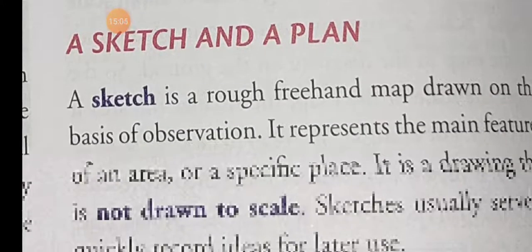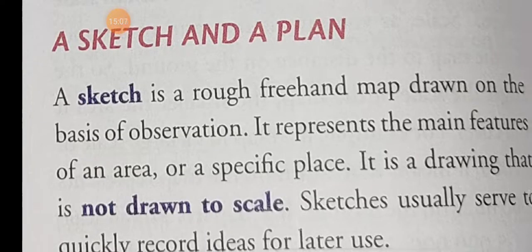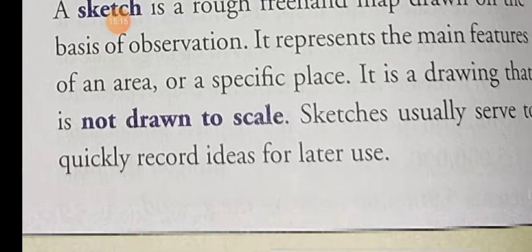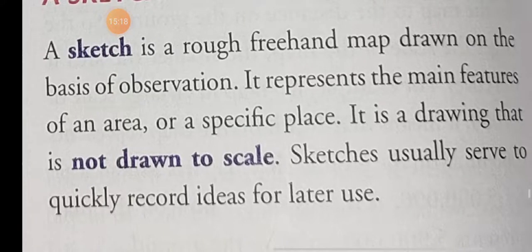Next, sketch and plan. A sketch is a rough freehand map drawn on the basis of observation. जैसे हम देखते हैं वैसे जैसे हम ड्रॉ करते जाते हैं वो स्केच कहलाता है. And it represents the main features of an area. And it is a drawing. ये एक सिंपल ड्राइंग है जिसमें जो हम बिना किसी स्केल के बनाते हैं. Sketches usually serve to quickly record ideas for later use.